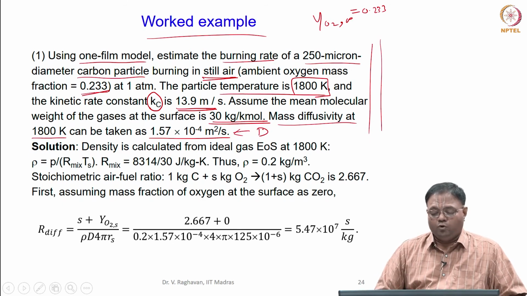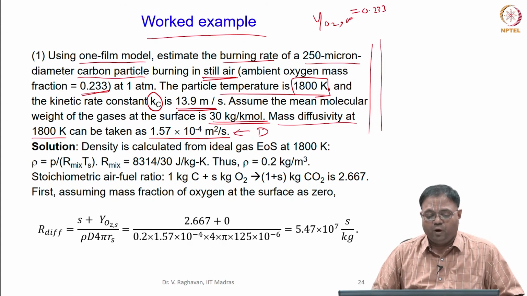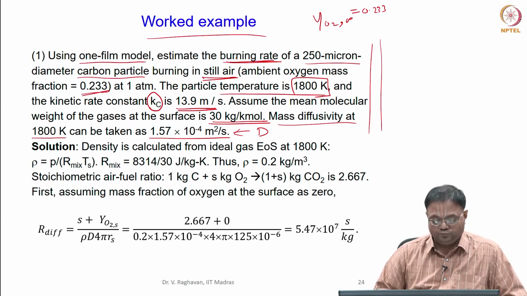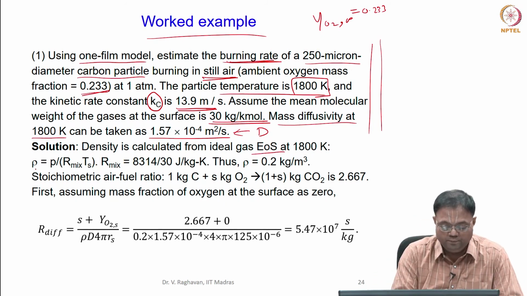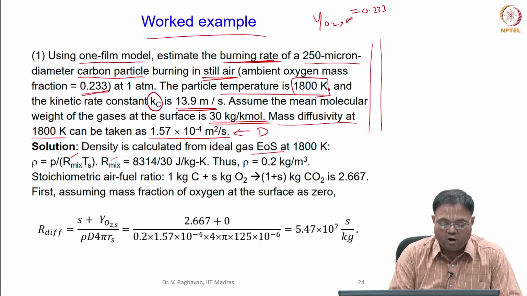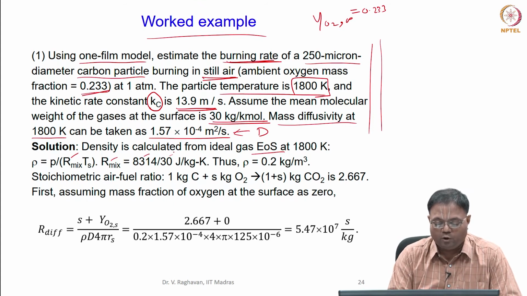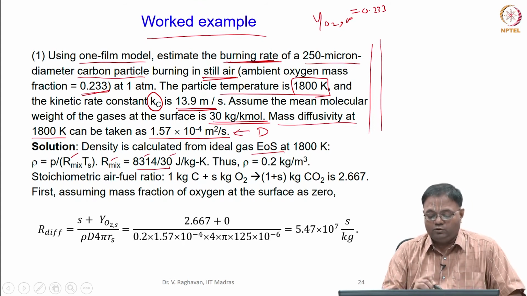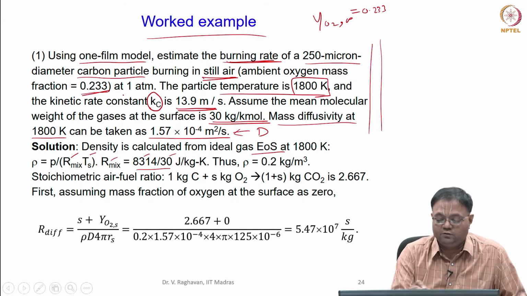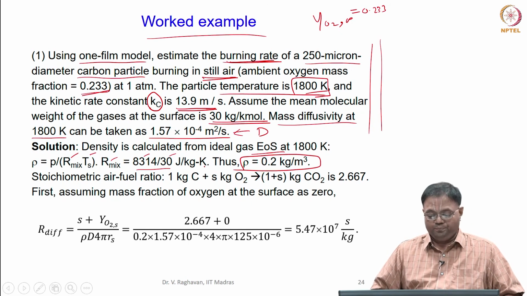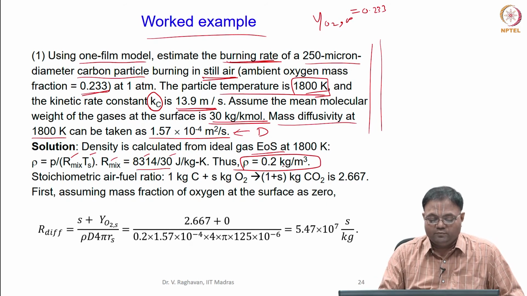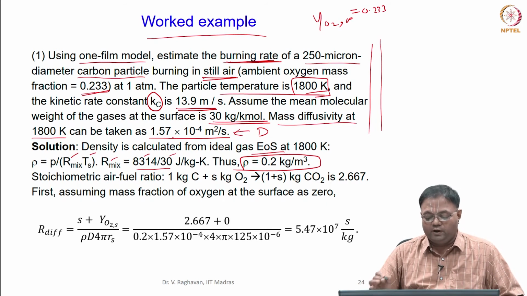Now, how to calculate the mass burning rate of the carbon? Density is calculated from the ideal gas equation of state, rho equal to P by RT, but R is the R of the mixture. The mixture R is estimated as RU by molecular weight. If you substitute here, Ts is 1800 Kelvin, you get rho as 0.2 kilogram per meter cube. That is the density of the gas mixture. Now density is known, D is also known, so the product rho D can be calculated.